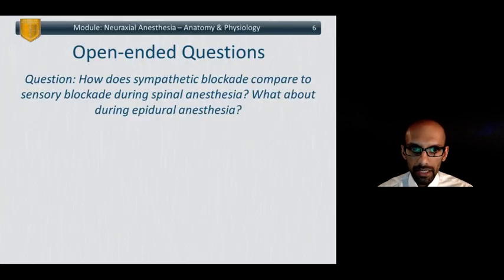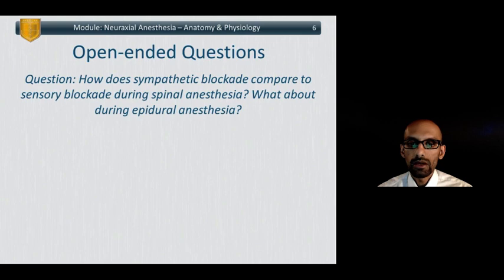So how does sympathetic blockade compare to sensory blockade during spinal anesthesia versus epidural anesthesia? Because hypotension is obviously a significant side effect or complication from spinal or epidural anesthesia, especially if you have a total spinal. Overall, the sympathetic nerves are far more sensitive than the sensory nerves, which are even themselves more sensitive than the motor nerves. With spinal anesthesia, the sympathetic blockade may be 2 dermatomes, classically taught, or as much as 6 dermatomes higher than your sensory level. So it's pretty hard to avoid hypotension during spinal anesthesia if you're not going to treat it.